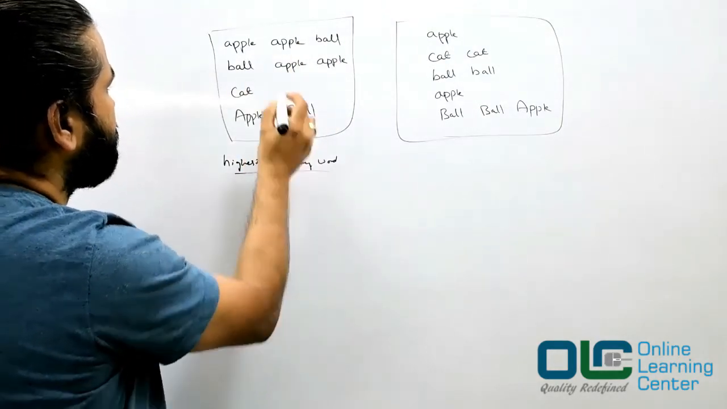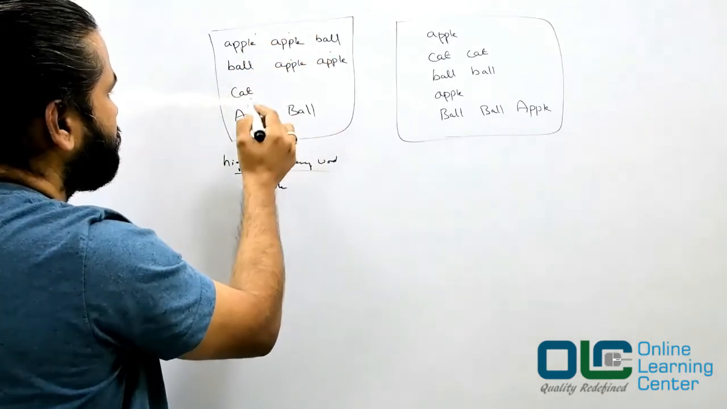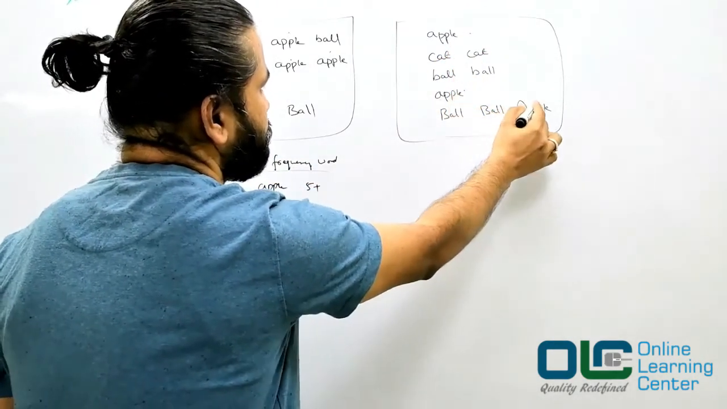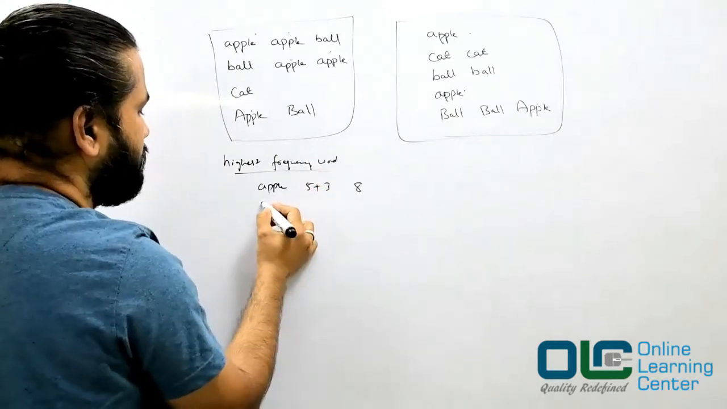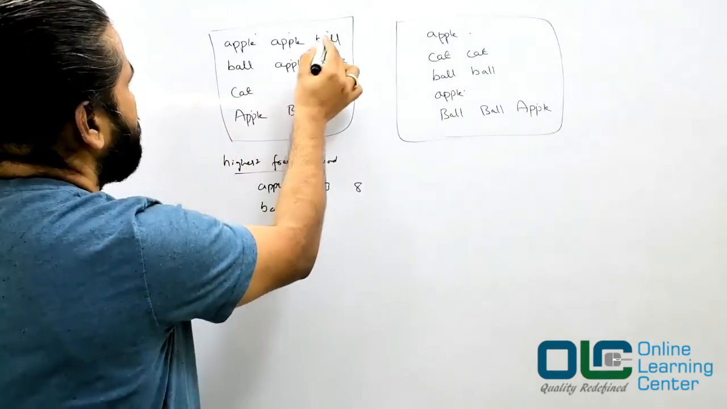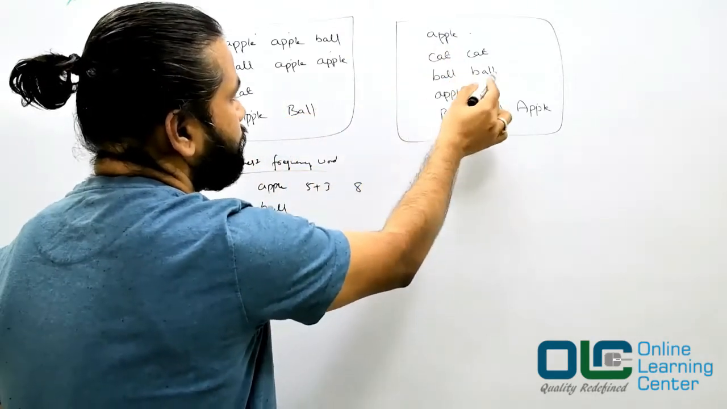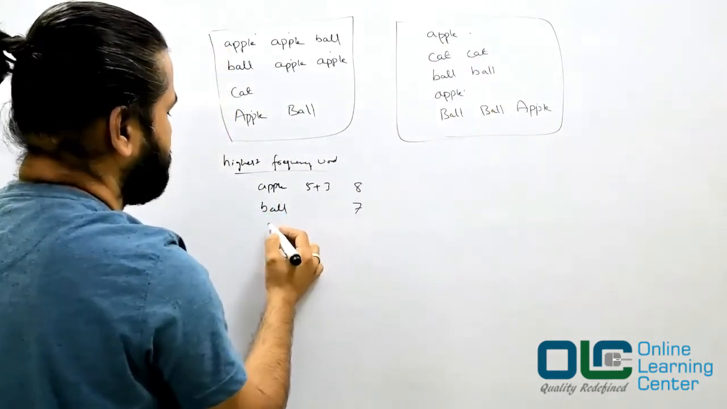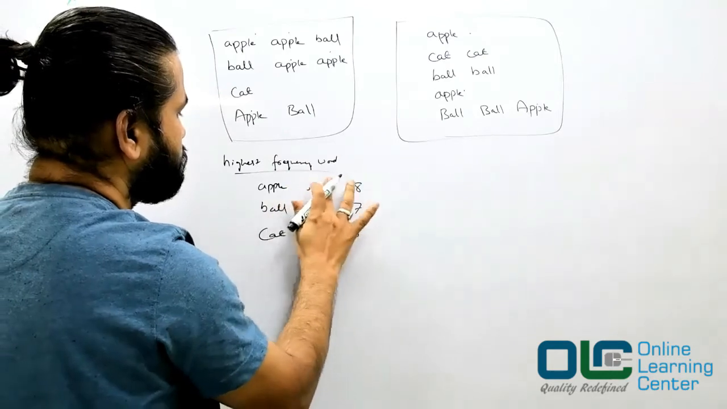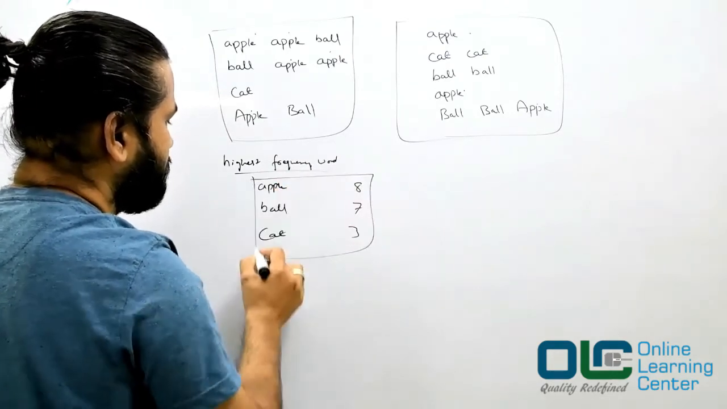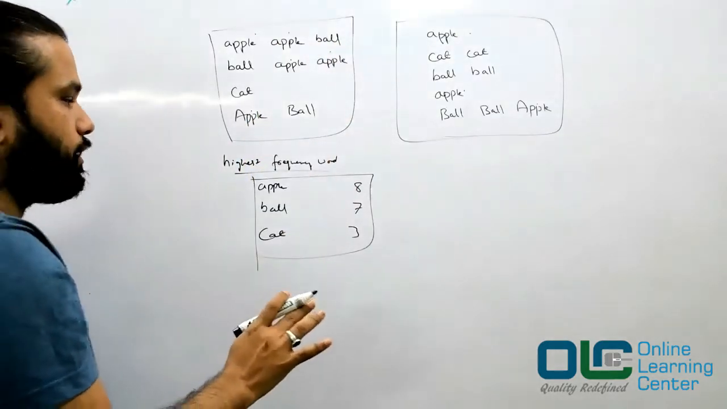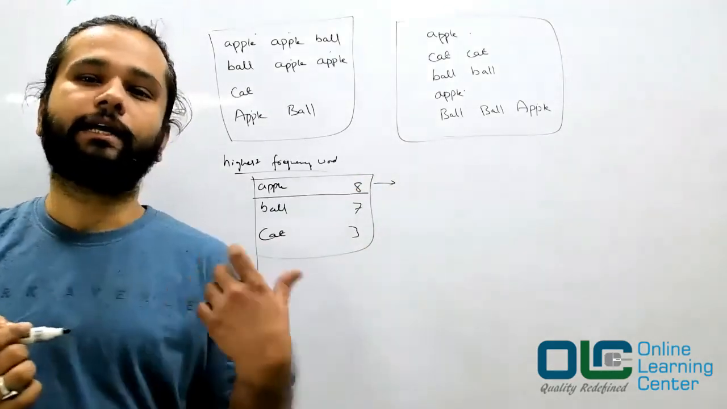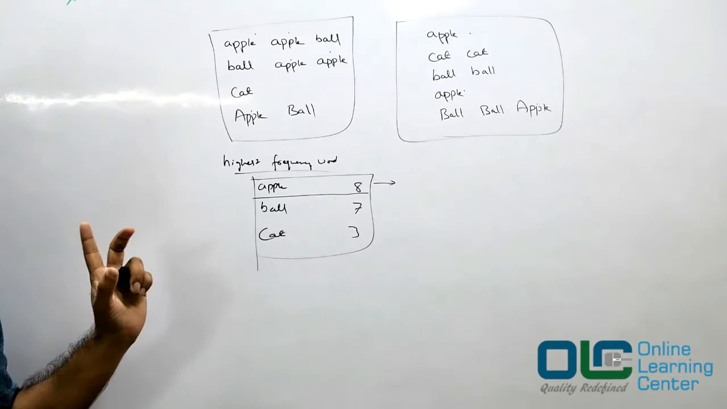So apple we have 1, 2, 3, 4, 5 plus 1, 2, 3, that is 8, right? And ball we have 1, 2, 3, 4, 5, 6, 7, that is 7. And cat we have 1, 2, 3. So this is the output we are expecting if we do a word count. But the question is to find out which word has the highest frequency out of these three. So this is what is a little different.